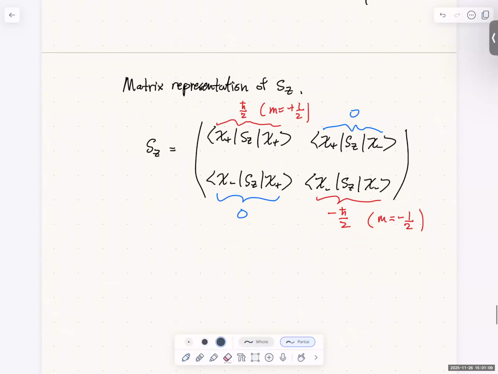Okay. And so we end up with our Sz in matrix representation is h bar over 2 times the matrix (1, 0, 0, minus 1).